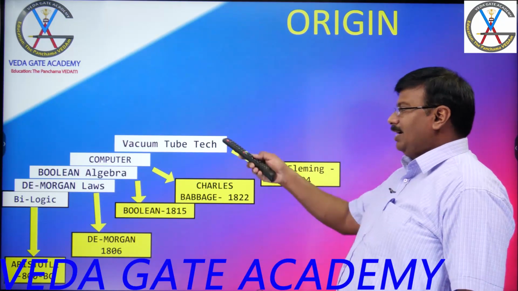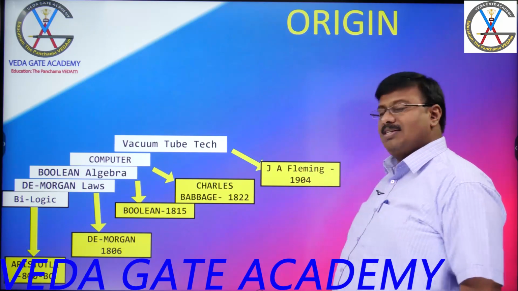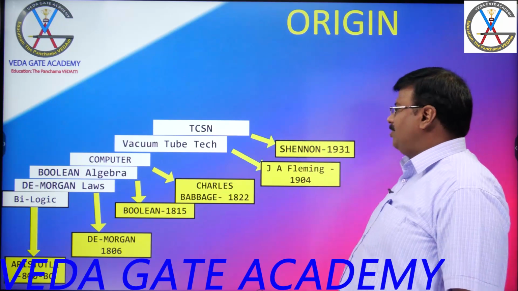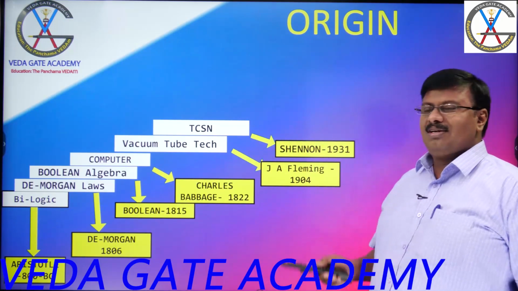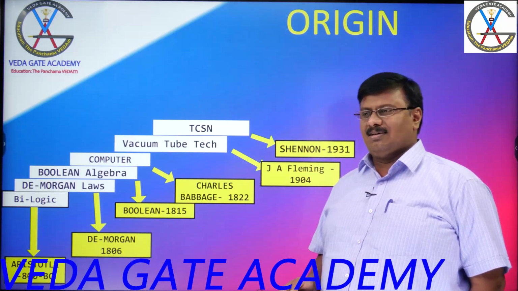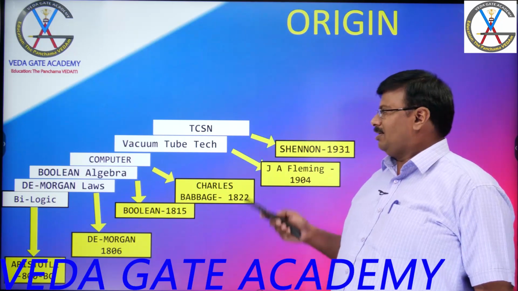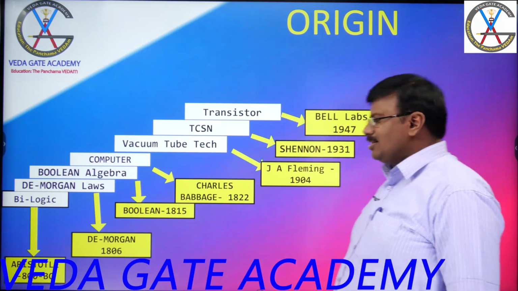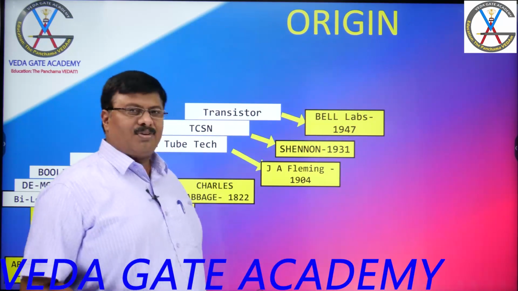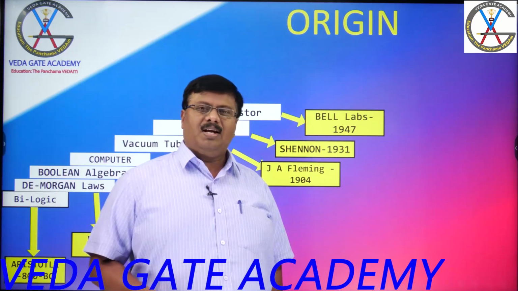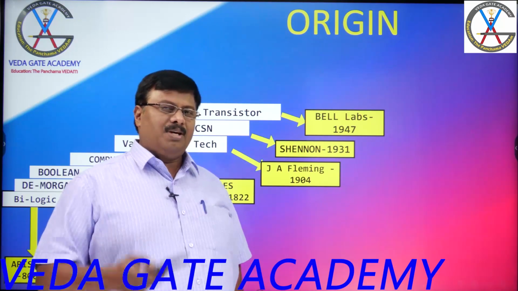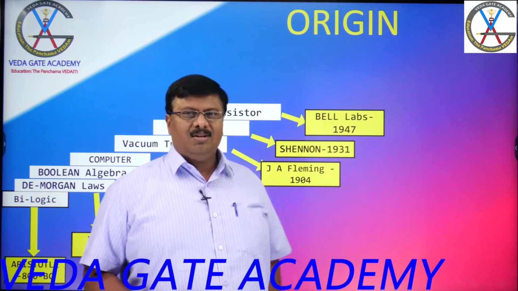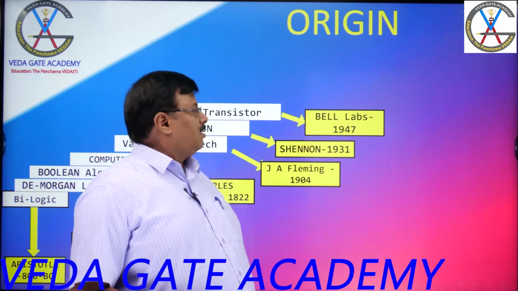And then it went on with vacuum tube technology by J.F. Fleming in 1904. And then the telecommunication switching network, 1931, by Shannon, a great scientist in communication networking. So he invented the first telecommunication switching network. And then came the transistor by Bell Labs, USA, in the year 1947, by J.L. Burdin, W.H. Brittain, and William Shockley, three most famous names which you all know well, on behalf of Bell Labs. These great leaders invented the transistor in the year 1947.